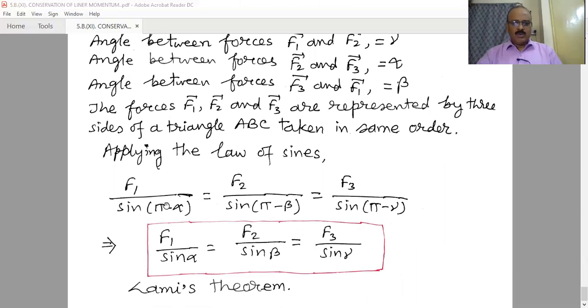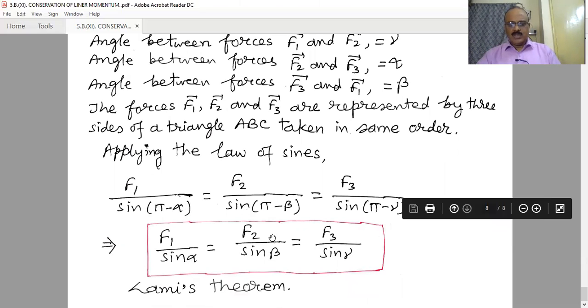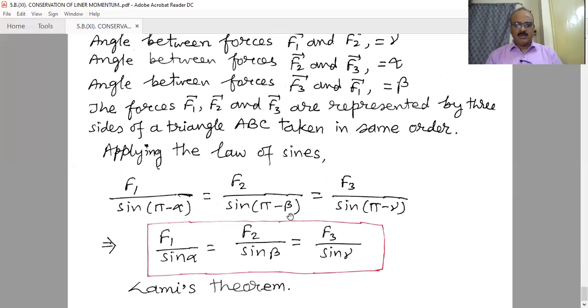From that, we know the sine of pi minus alpha, that is 180 degrees minus alpha, is sine of alpha. Sine of pi minus beta is sine of beta, and sine of pi minus gamma is also sine of gamma. And this is now popularly known as Lami's theorem. Lami's theorem is applicable when three concurrent forces act on the same object at the same time, and their resultant is zero, that means they are in equilibrium.